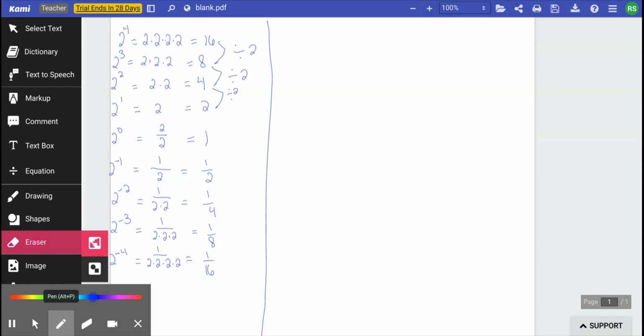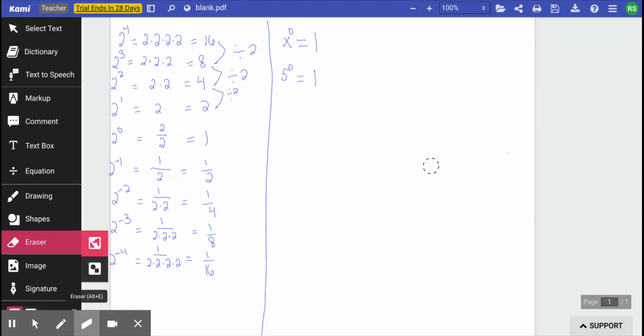If we raise anything to the 0th power, other than 0 to the 0th, we are going to get 1. So x to the 0th is 1. 5 to the 0th is 1. If you don't believe me, type that last one into your calculator, 5 to the 0th power. That is 1.